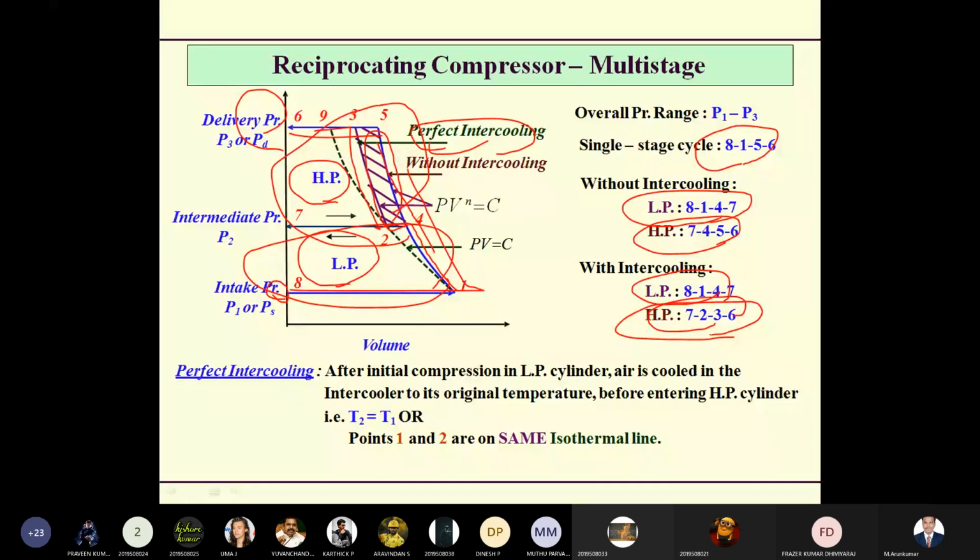Then perfect intercooling is when, after initial compression in the low pressure cylinder, the air is cooled in the intercooler to its original temperature before entering the high pressure cylinder. That is, T2 equals T1, or points 1 and 2 lie on the same isothermal line. Why? Because we explained it in detail. We should keep T1 and T2 on the same isothermal.